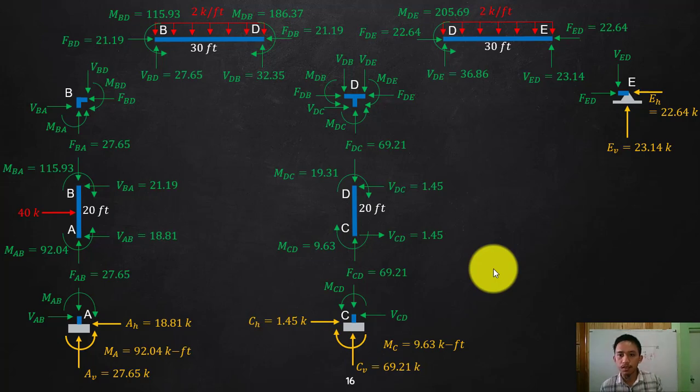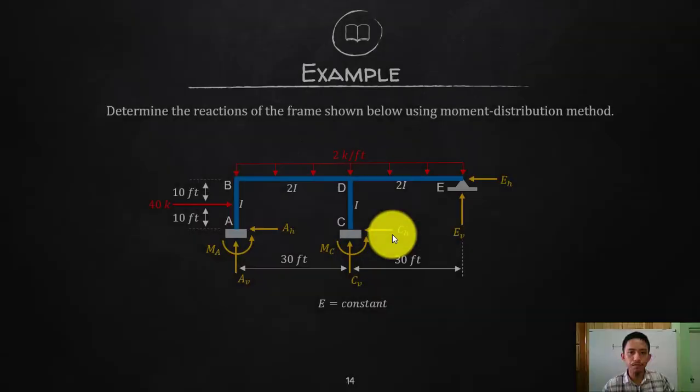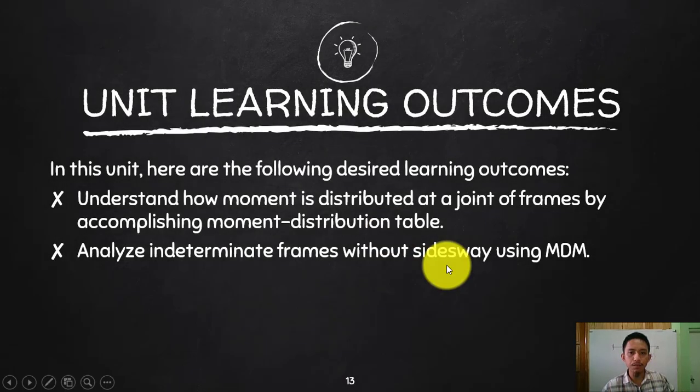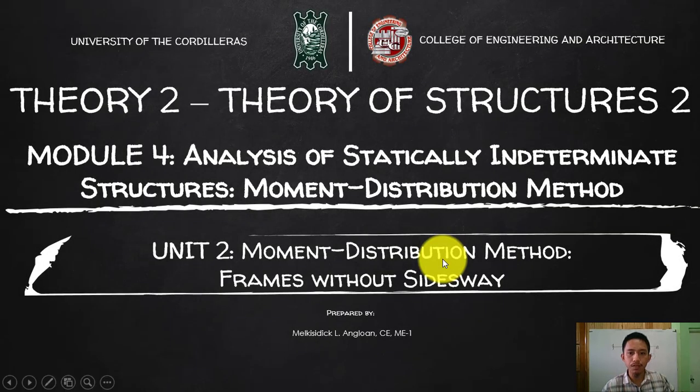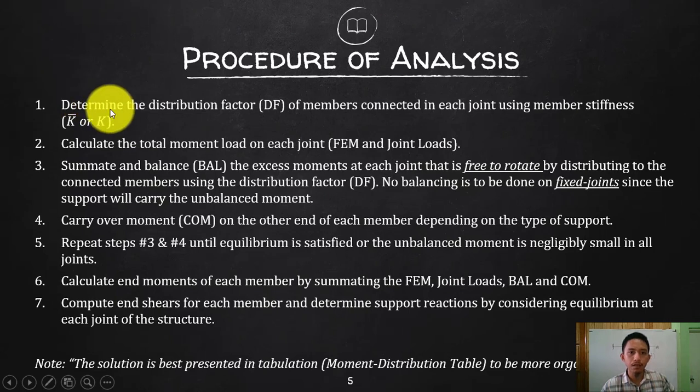So that's it. It is almost just like a beam, isn't it? Nothing happened. No difference with the beam. We just followed your procedure. Again, what's that? Get your distribution factor. If there are more than one member connected, now start by getting the moment load on the joint, which is your fixed end moment, and add if there is a joint load moment.